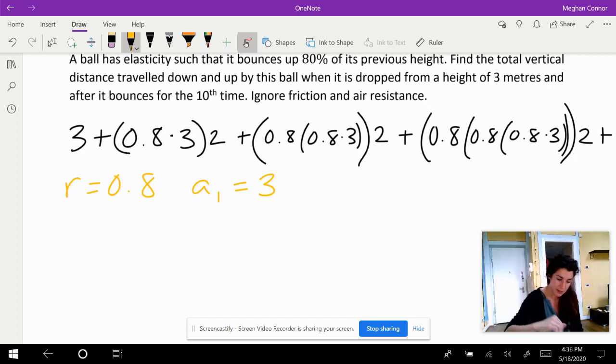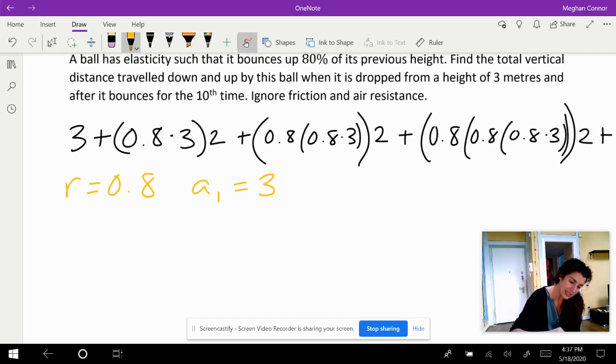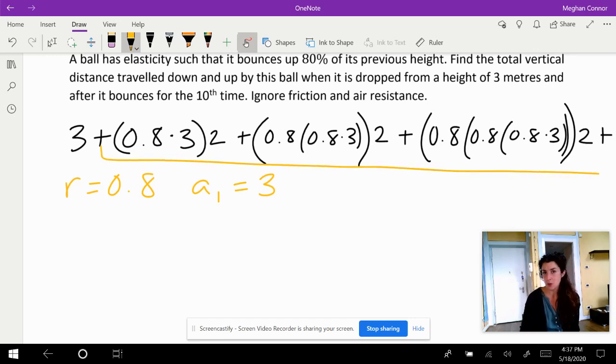Actually, we're going to solve it kind of similar to what your book is doing. The thing here is that 3 doesn't really follow the pattern of what we're doing from bounce to bounce, because it's only being counted once, whereas all of the other ones are being counted twice. So we're going to count this as the beginning of our geometric sequence, and then we're going to add 3 at the end for our total height. So R is 0.8, but A sub 1 is not 3. A sub 1 is 2 times 2.4, which is 0.8 times 3 times 2, which is 2.4 times 2, which is 4.8.